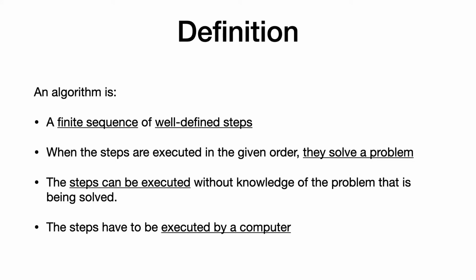As we saw in the previous lesson, an algorithm is a finite sequence of well-defined steps. When the steps are executed in the given order, they solve a problem. The steps can be executed without knowledge of the problem that is being solved, and the steps have to be executed by a computer. I'm reminding you of the definition because it is always important to follow the definitions.